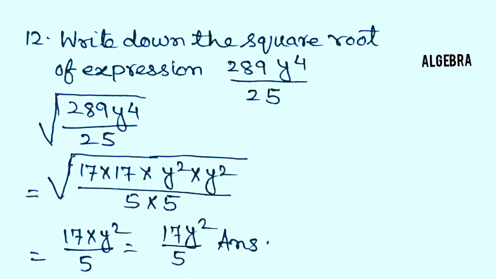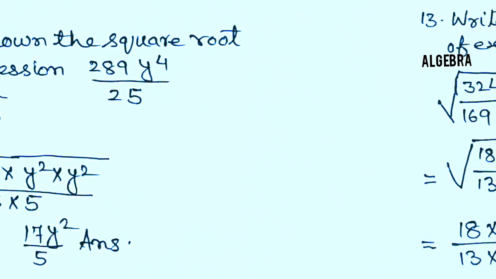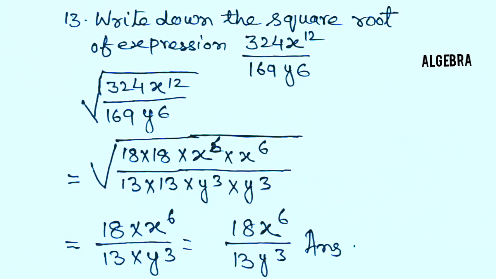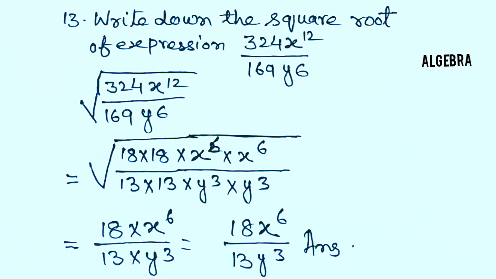289 y to the power 4 by 25. Square root 289 y to the power 4 by 25 is equal to square root 17 into 17 y square into y square by 5 into 5 is equal to 17 into y square by 5 is equal to 17 y square by 5. Answer. 13. Write down the square root of expression 324 x to the power 12 by 169 y to the power 6.